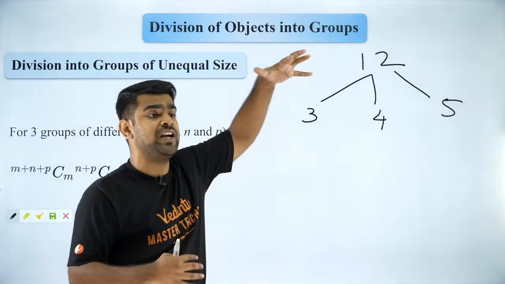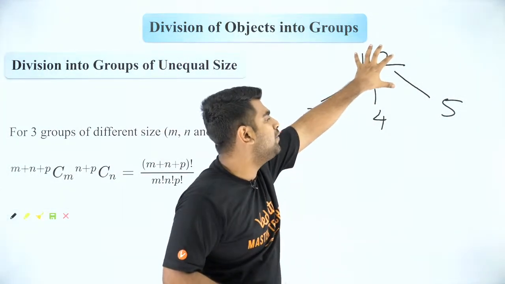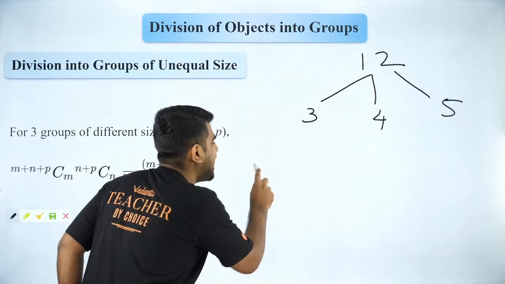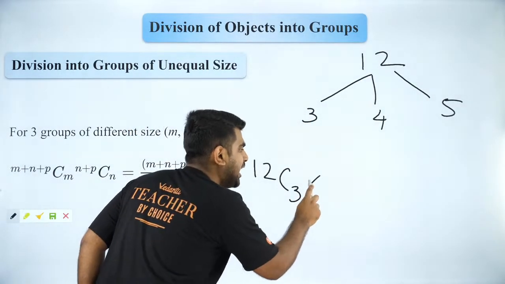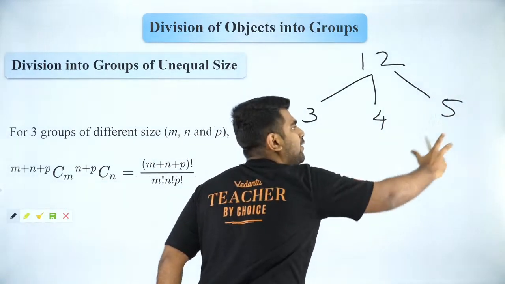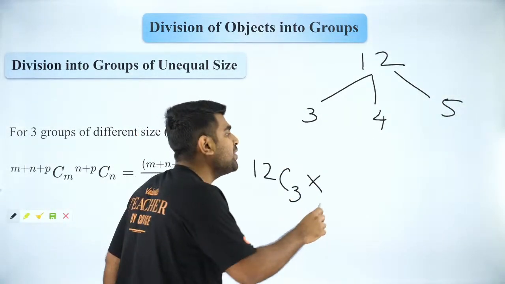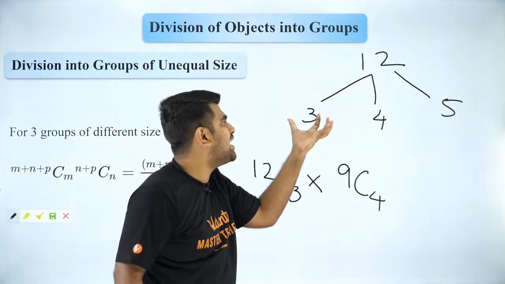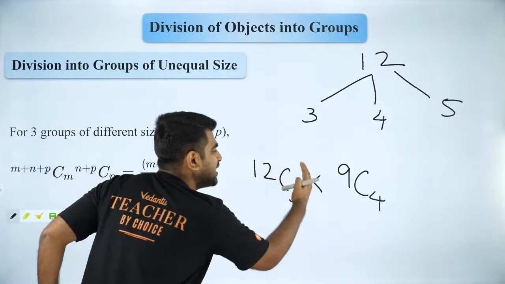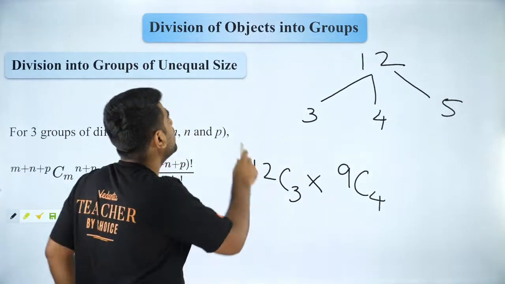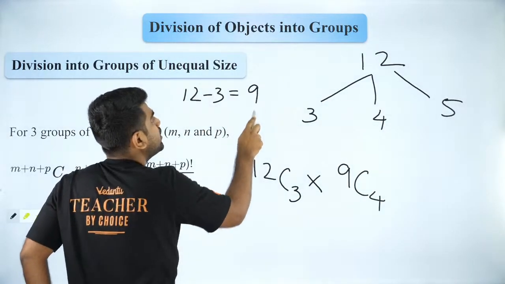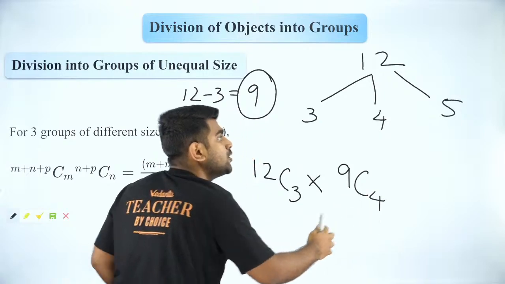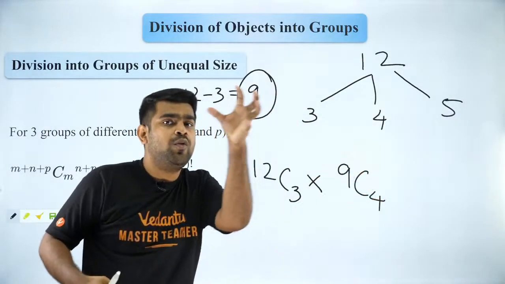Now I'm increasing the difficulty. What if I want to divide 12 into 3 groups? So here what I will do is, first I will select 3, and after I select 3, how many will be left out? 9 will be left out. From the 9, I will select 4. That's it. So from 12, I select 3, keep it aside. After I select 3, only 9 will be left out, because 12 minus 3 is 9. Now from that 9 which is left out, I will choose 4 and keep it aside. So that way I divide 3, 4, 5.